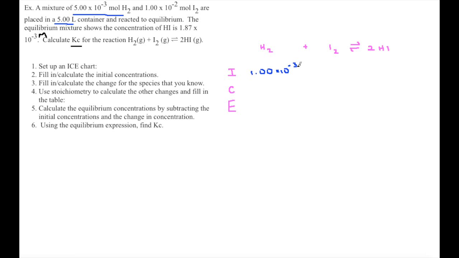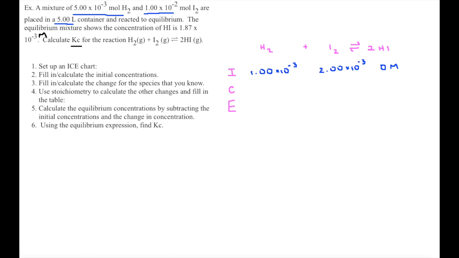Now I need to do the exact same thing for iodine. I know I have 1.00 times 10 to the negative second moles of iodine. I know that I have a volume of 5.00 liters. And so when I divide, I end up getting 2.00 times 10 to the negative third. I also know that since I start off with this amount of reactant and it doesn't tell me anything about how much product I start off with, I'm going to assume that I start off with no HI. So that's the concentration of HI.